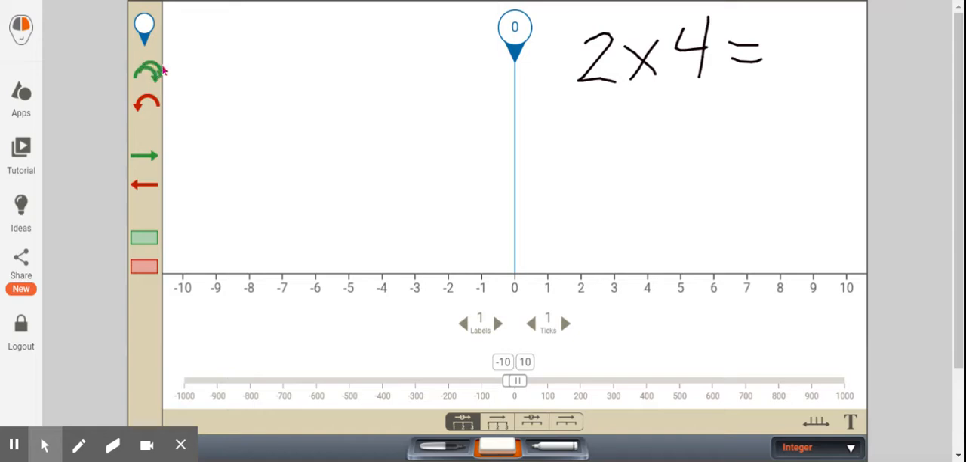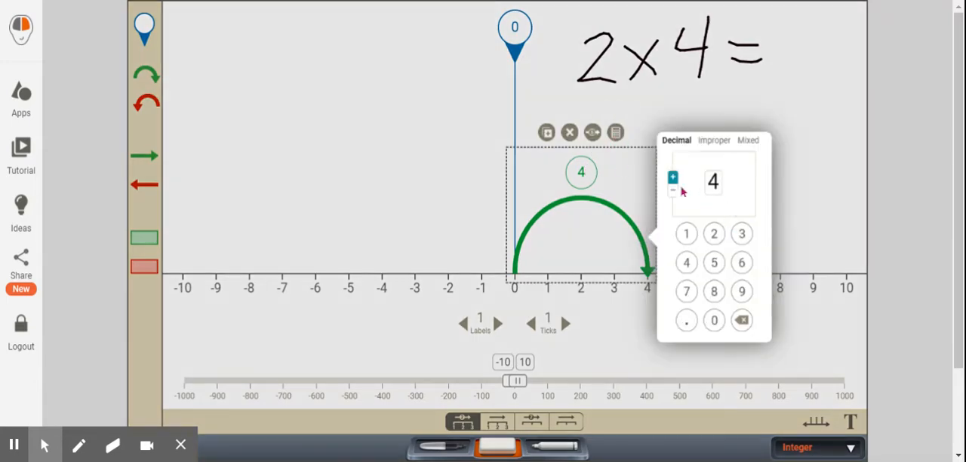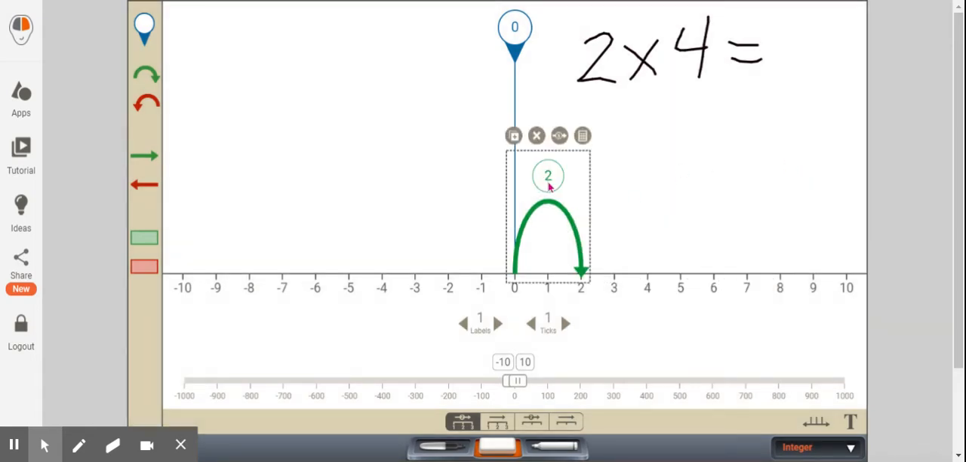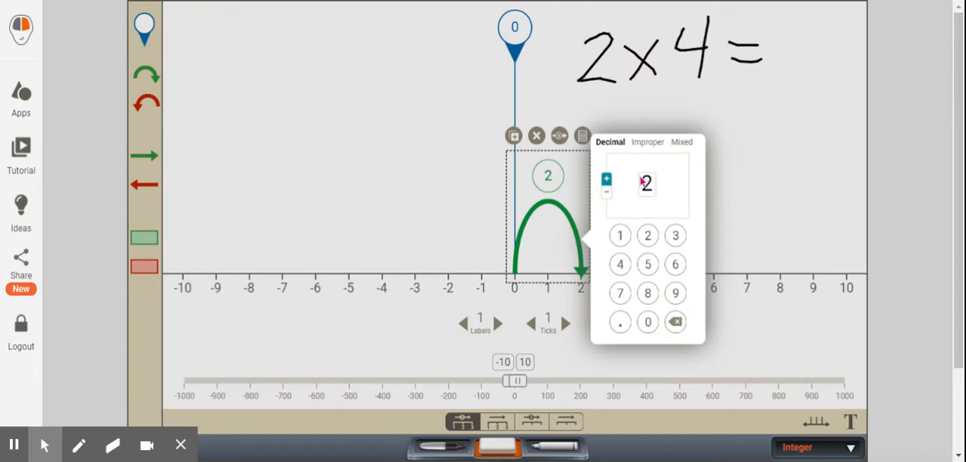So we're going to use the jumps. Get one of the green jumps over here on the left menu. Start at 0, and then you're going to have to drag that, or when you click on it, you can calculate it and just do +4. Let me just do 2 just to show you what I'm talking about. If you click on it, instead of dragging it, you can actually type in what you want it to be.